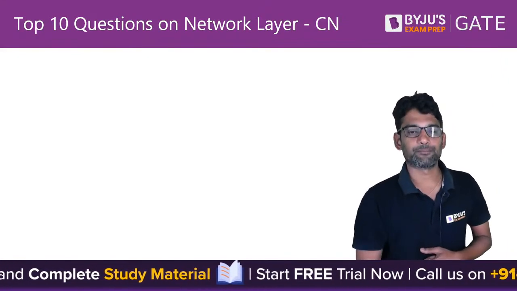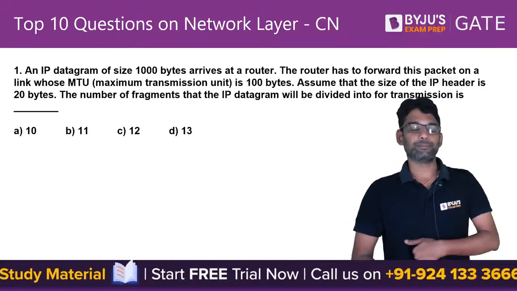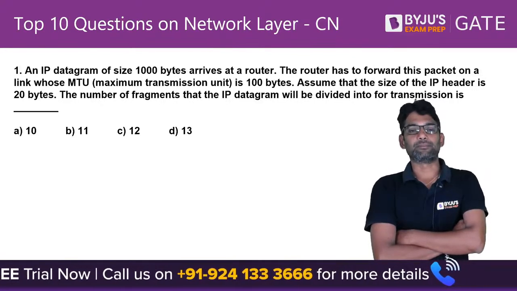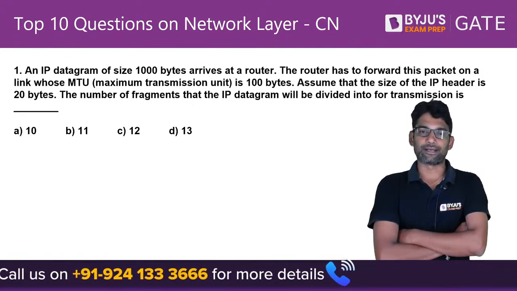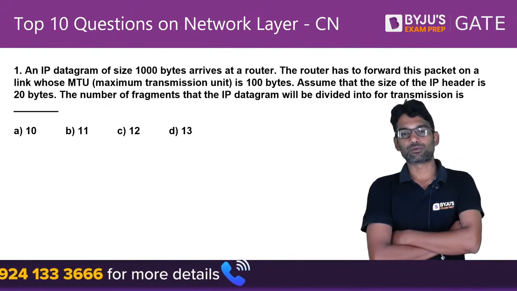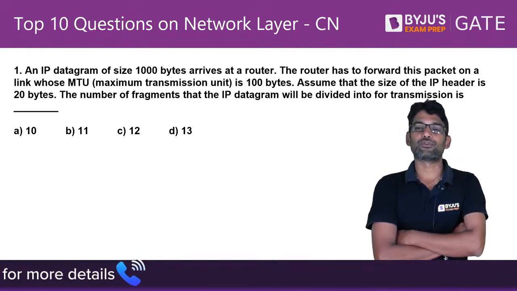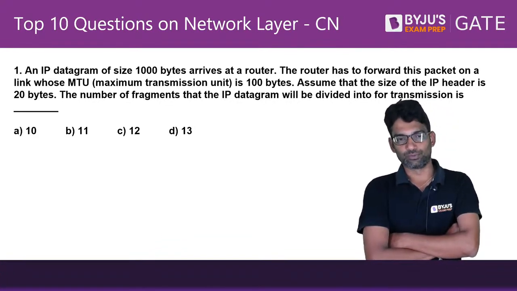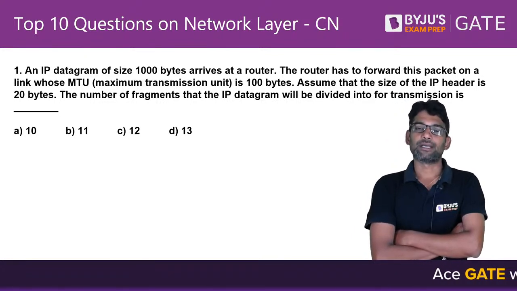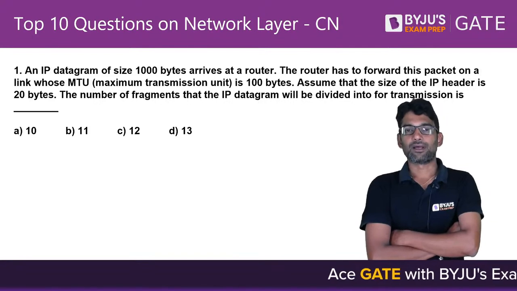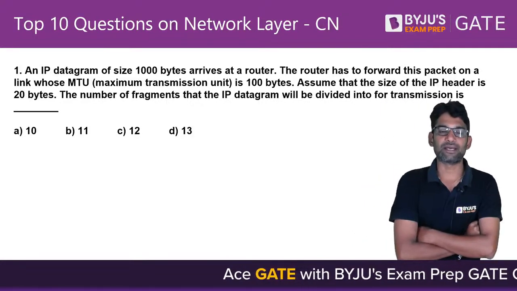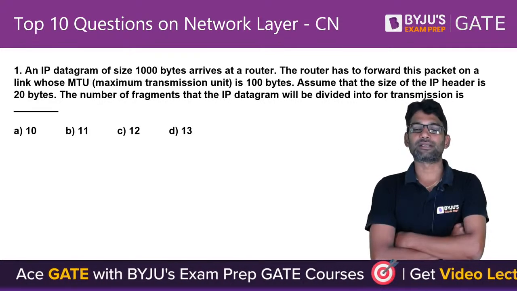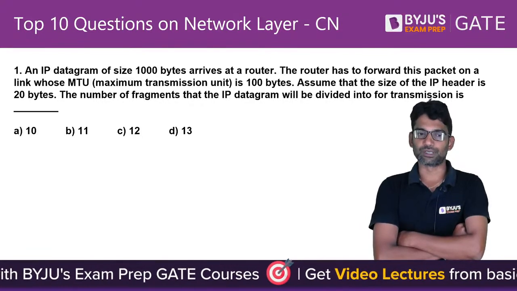So without any delay, here is the first question on your screen. An IP datagram of size 1000 bytes arrives at a router. The router has to forward this packet on a link whose MTU, maximum transmission unit, is 100 bytes. Assume that size of IP header is 20 bytes. If so, the number of fragments that the IP datagram will be divided into is dash.